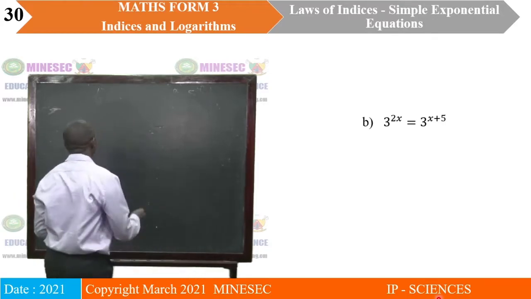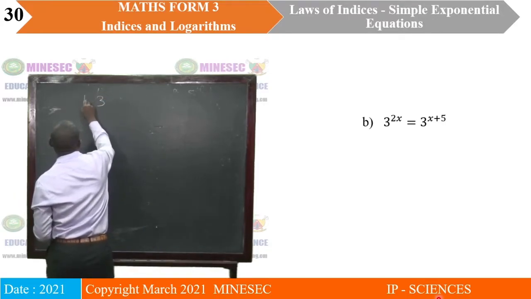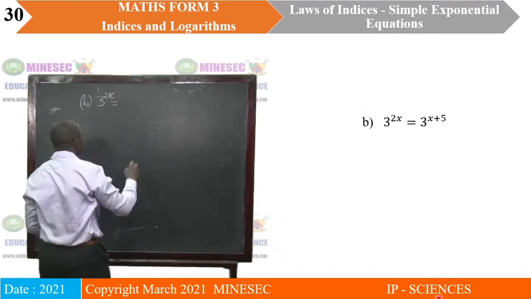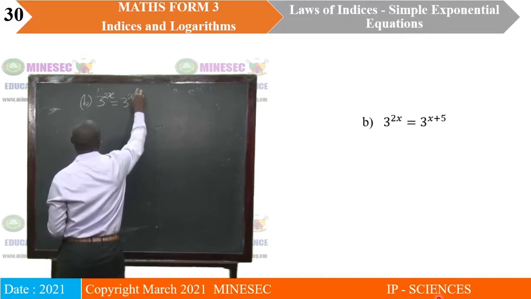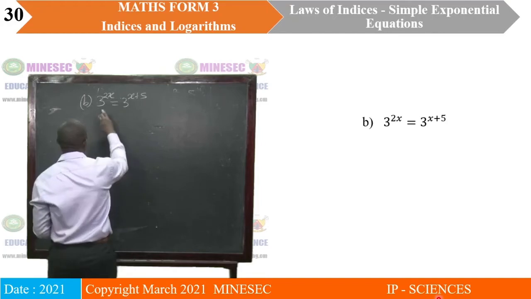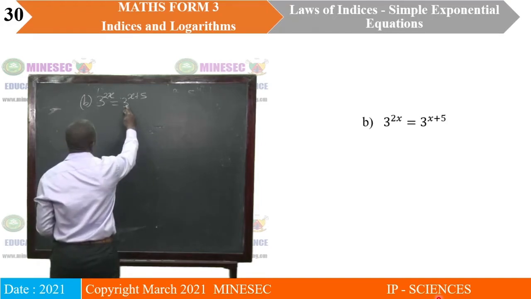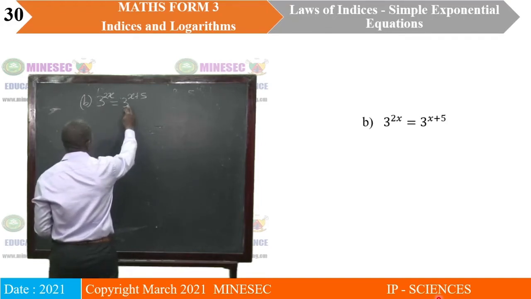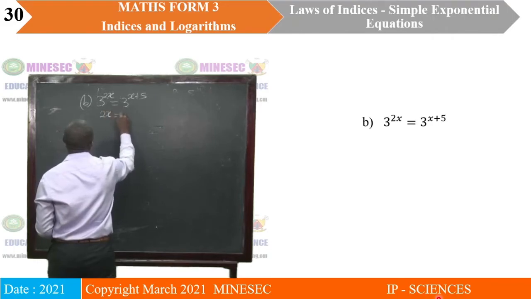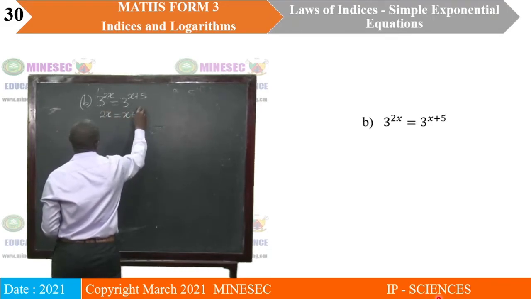Question B, you have 3 raised to the power 2x being equal to 3 raised to the power x plus 5. So here the bases are already equal. Both sides are expressed in the index form. So the bases are equal, we automatically equate their powers. So we'll have 2x being equal to x plus 5.